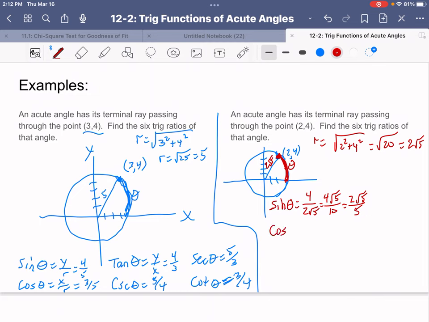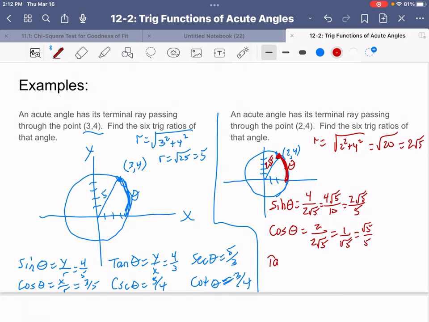The cosine of theta is the x coordinate over the radius. Well, I could cancel those 2's. And then I can multiply the numerator and denominator by the square root of 5, and I'd get the square root of 5 over 5.